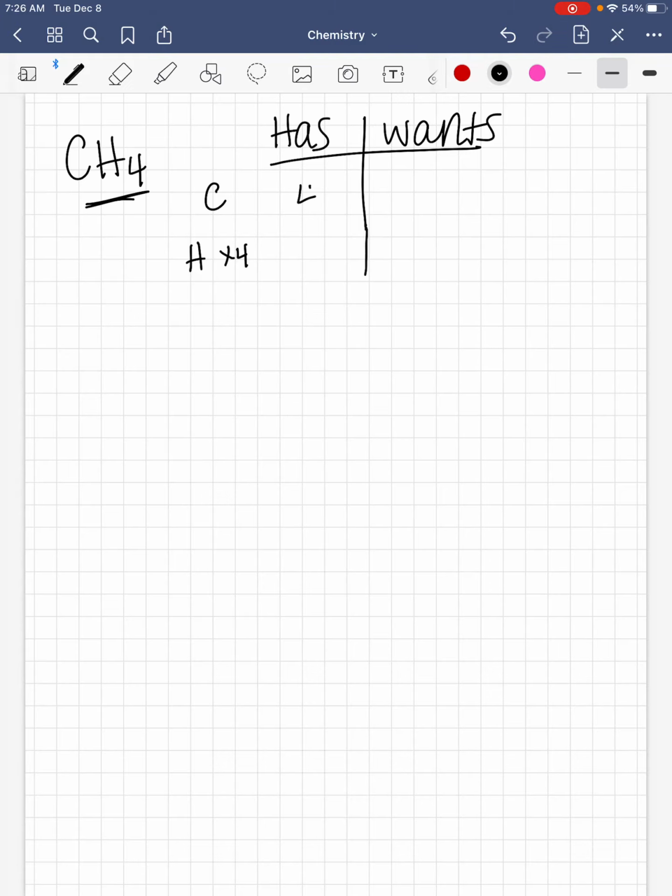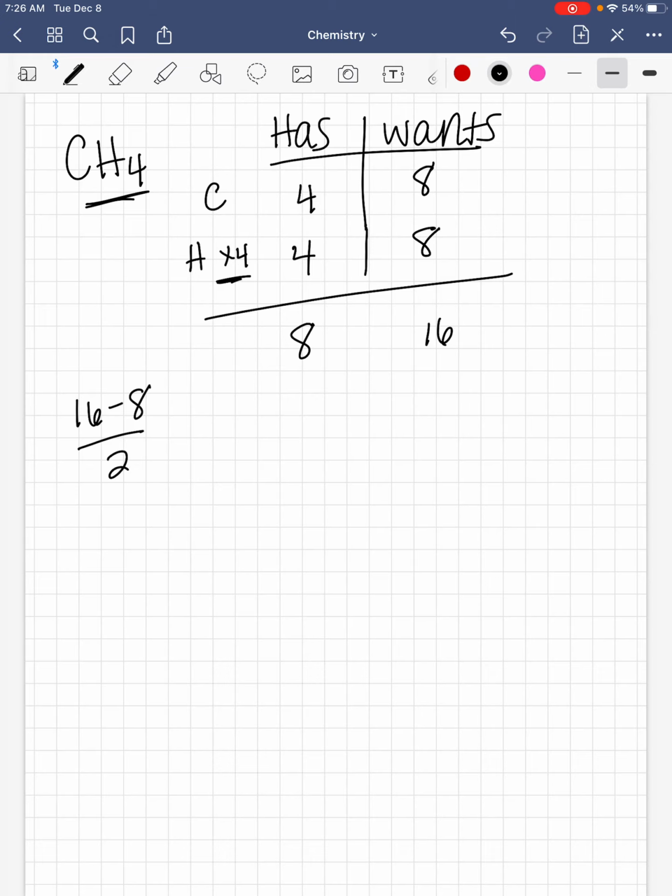So carbon has 4, wants 8. Hydrogen has 1, but I'm multiplying it by 4, so it's going to be 4. Hydrogen wants 2, but I'm multiplying it by 4, so I have 8. 4 plus 4 is going to be 8. 8 plus 8 is going to be 16. 16 minus 8 over 2 is going to be 8 over 2, which is going to give us 4 covalent bonds.